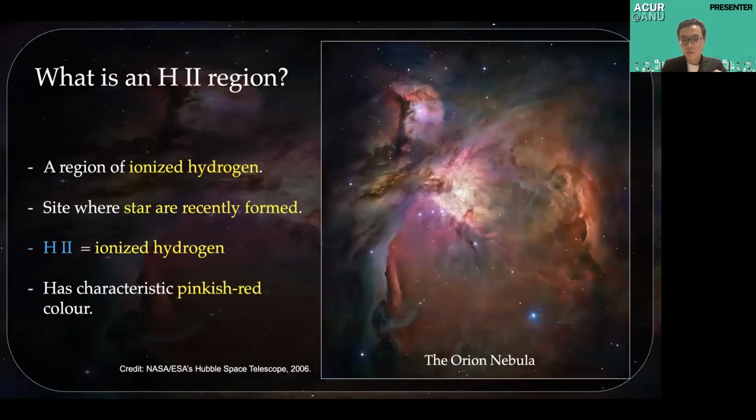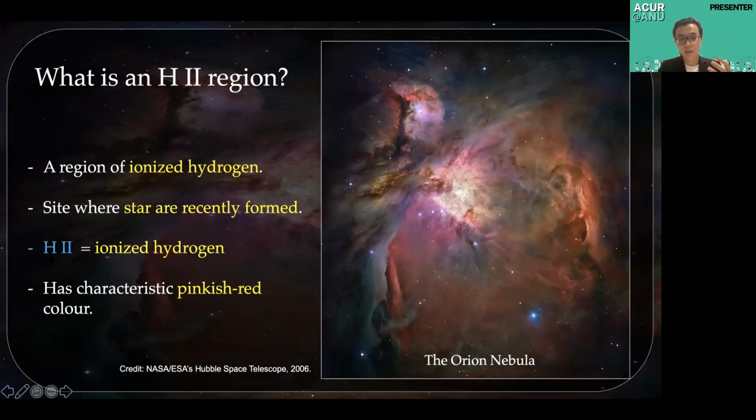Now, what is an H2 region? An H2 region is a region of ionized hydrogen. It is usually a site where stars have recently formed, and that is because, as also mentioned by Sophia earlier, star formation usually takes place in a cloud of neutral hydrogen. And so when a star is formed, it creates really powerful radiation to the nearby surroundings, and so it ionizes the hydrogen around.